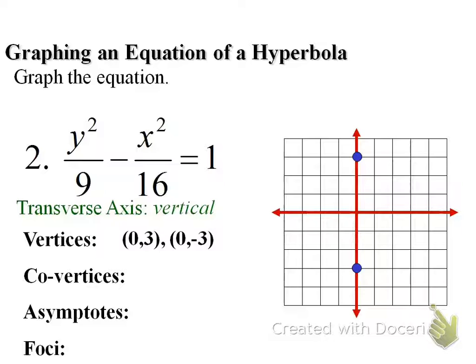How do you tell whether you're going up or down? Where the y squared is compared to the x squared. So when the y squared is in the front, your vertices are up and down. When the x squared is in the front, your vertices are side to side.